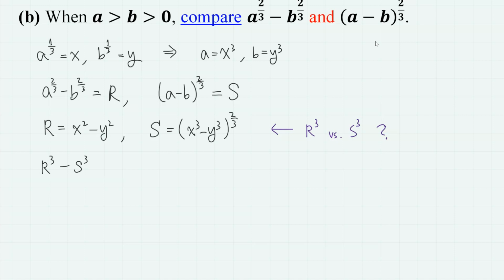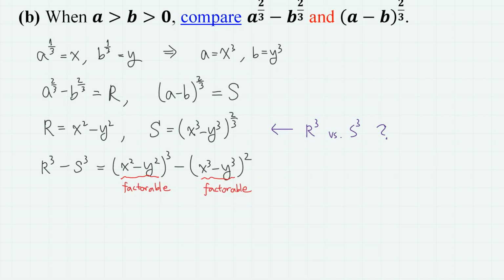Here we compare r cubed and s cubed, so we calculate r cubed minus s cubed, which equals x squared minus y squared cubed minus x cubed minus y cubed squared. And here's the part that is different from the previous problem. Here, both x squared minus y squared and x cubed minus y cubed are factorable, and if we factor them, we will have some common factors.